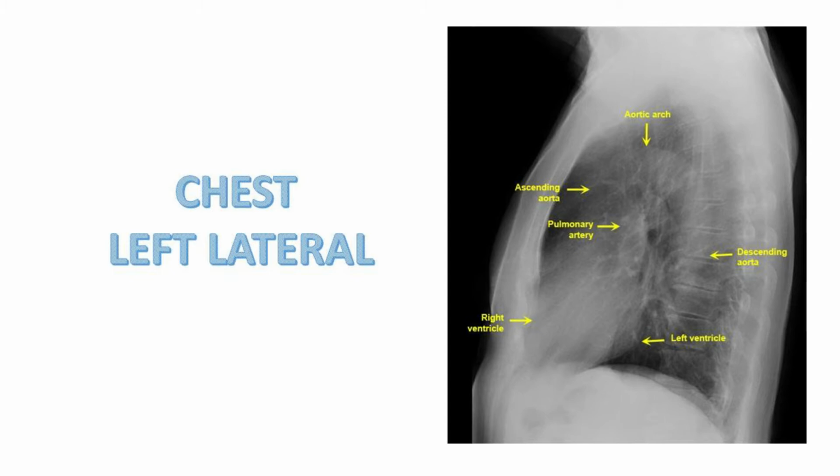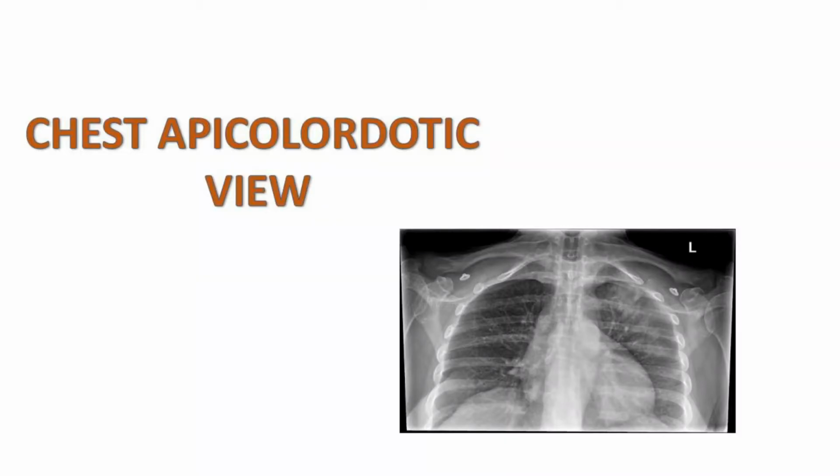Here we will see clearly chest x-ray in lateral position, and lateral positions of spines are clearly visible, and also we will see descending aorta, aortic arch, pulmonary artery, right ventricles and left ventricles also we can see in left lateral decubitus position. This is how we will take decubitus view. This is chest apicolordotic view. Here we will see clearly the apices of the chest.